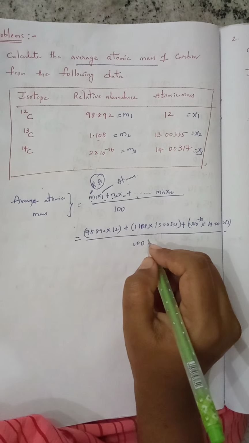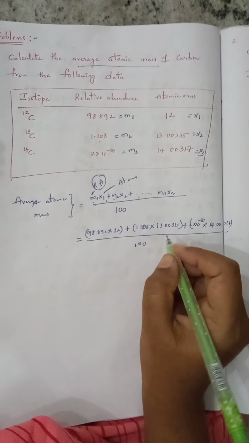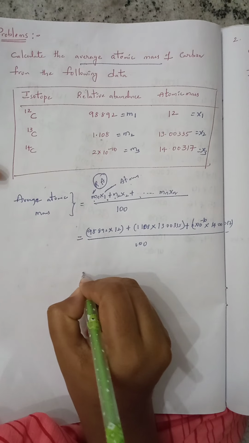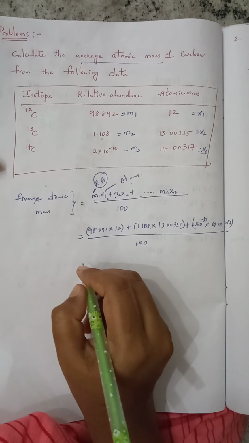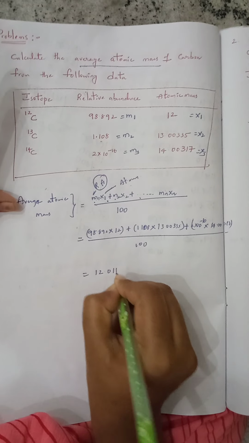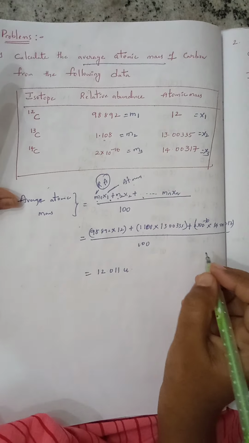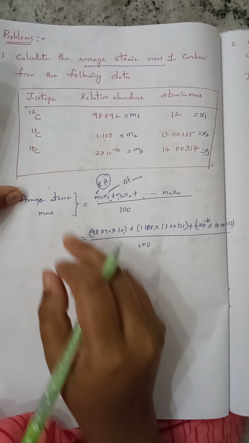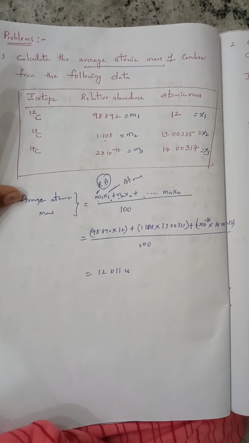You just calculate this value and get the answer. So the answer will be almost 12.011 unified mass. So this is the average atomic mass of carbon isotopes with the given data.